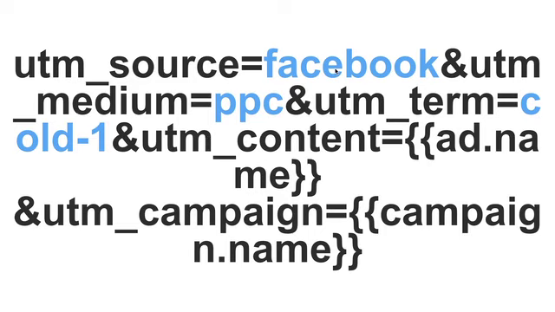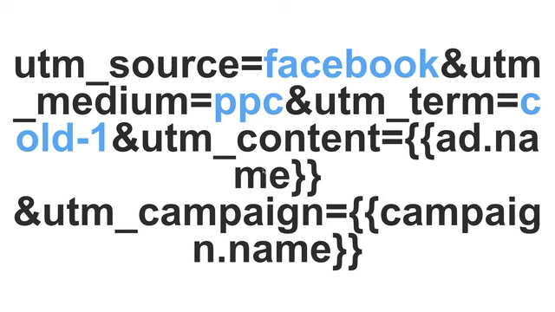So the source is Facebook, but if it was YouTube or another traffic source, you would obviously want to change that. The medium, PPC, so pay per click is usually what I use. Feel free to use another term. The term here is cold one. So this is where I differentiate the ad set that I'm using. Again, you could use another naming convention like ad set one. I use cold one because I have cold and warm ad set audiences here.